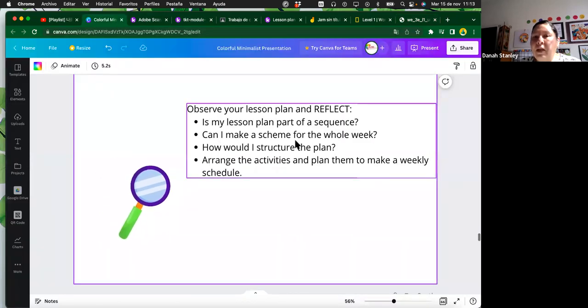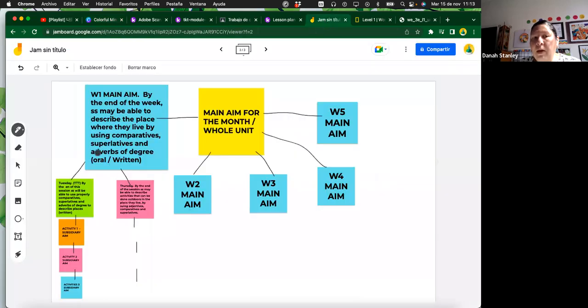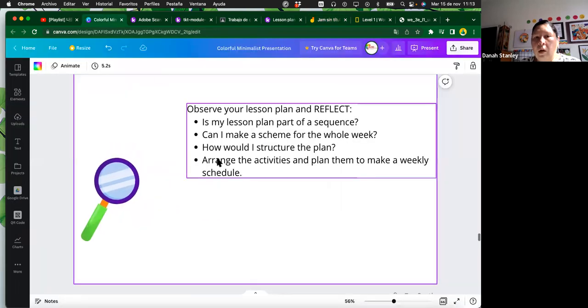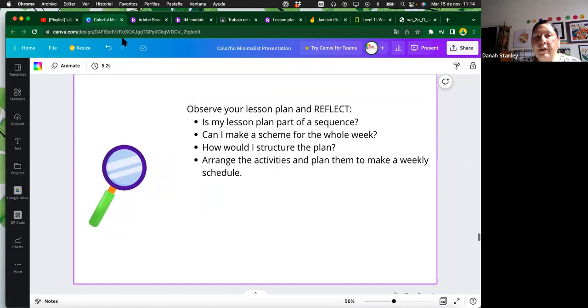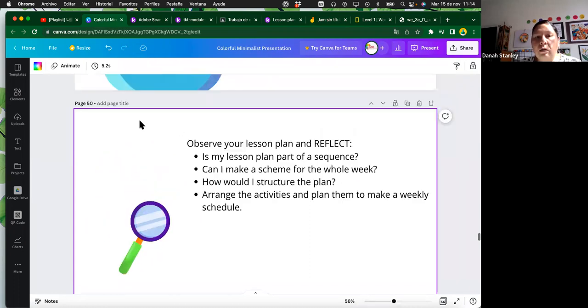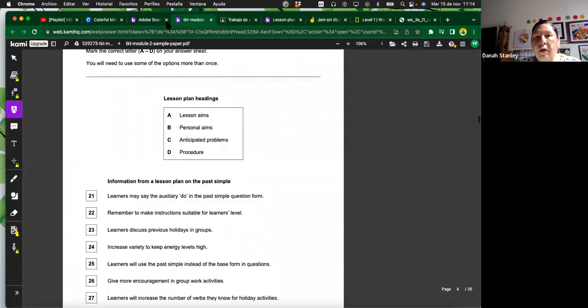Can I make a scheme for the whole week? Maybe by using this one. Ahí está, la week, day 1, day 2, y the activities for this session. How would I structure the plan? I have this schema, or I have this one.